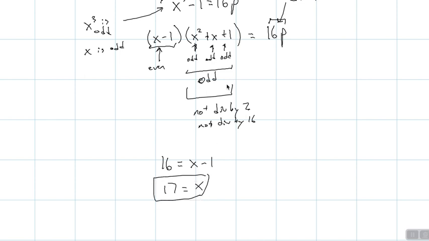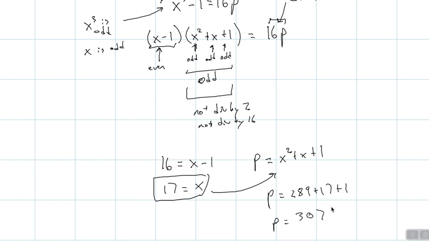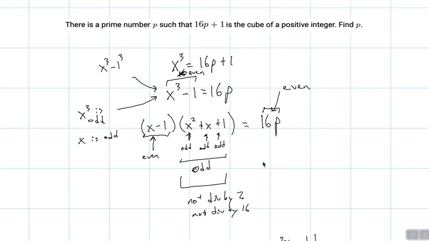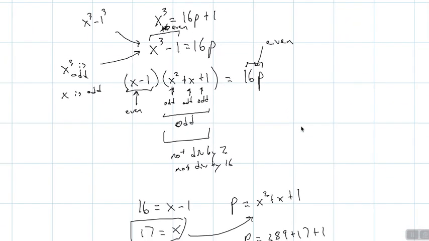And we're trying to find out what p is, and because of this reasoning, p is equal to x squared plus x plus 1. And we can just plug this 17 in here to find out what p is. So 17 squared, 289, plus 17 plus 1. So p is equal to 307. And that is our answer of p.